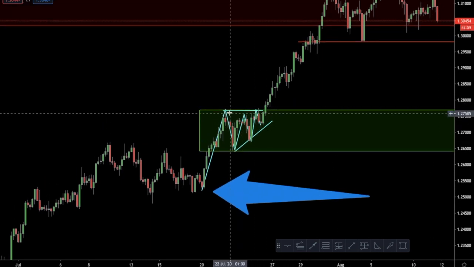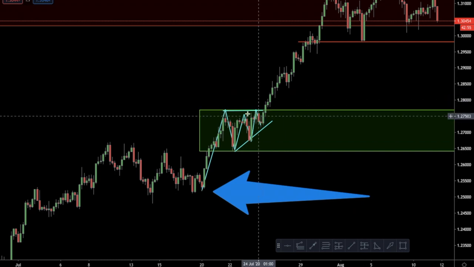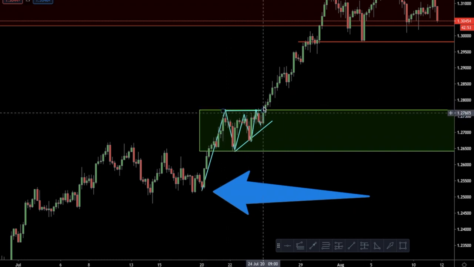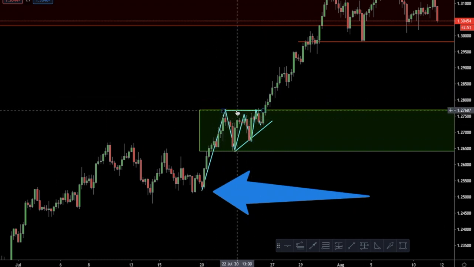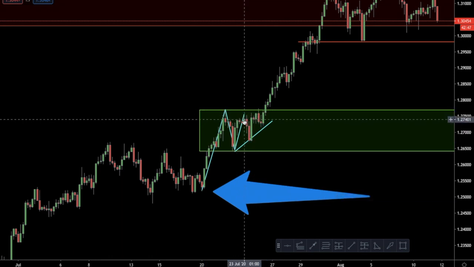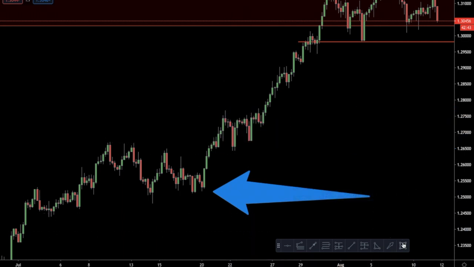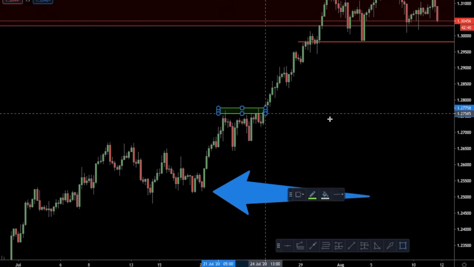And a lot of times when you break out of something that was once resistance, right? Resistance, resistance, resistance. A lot of times price comes back and tests this area as support. So what I want to do now is delete all this stuff and make it a little bit cleaner, now that I know what this pattern is. And what I would predict is a retest of this level, so I'm going to zone it off.